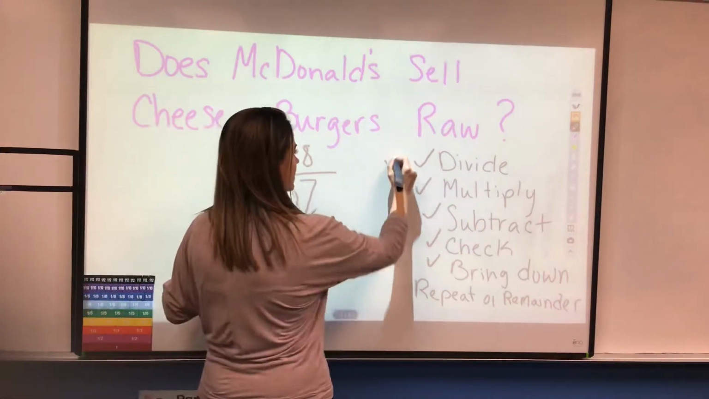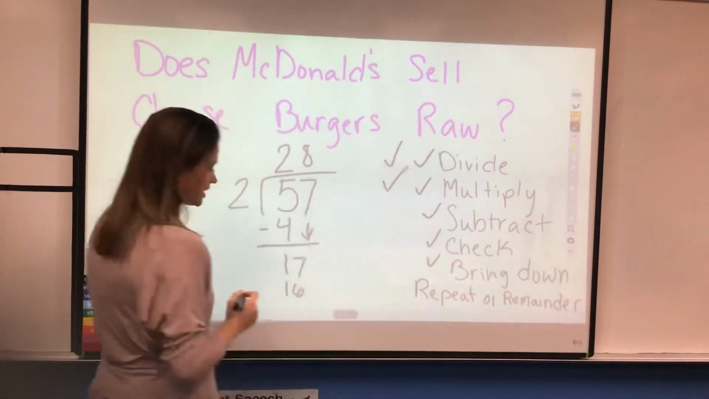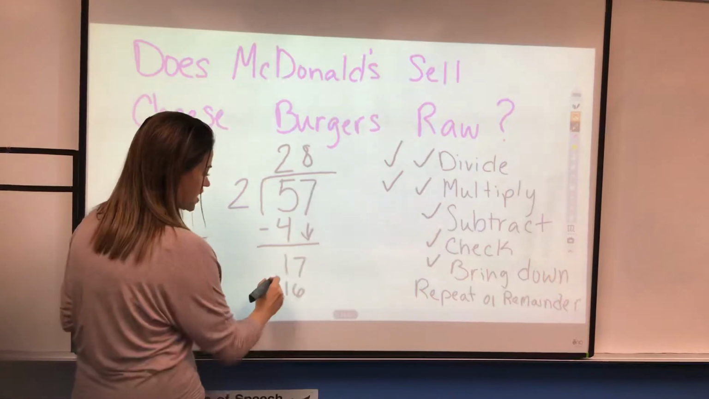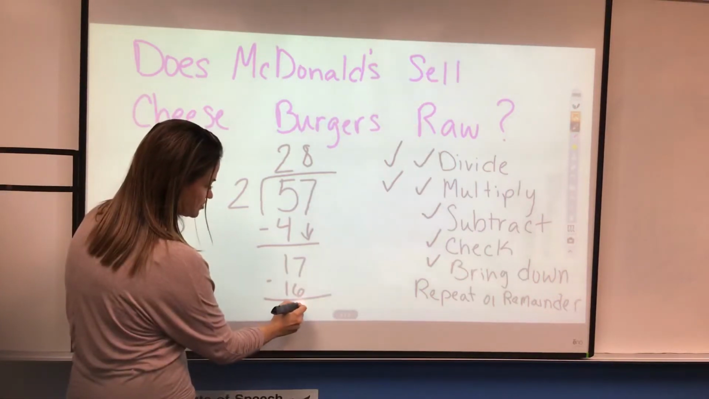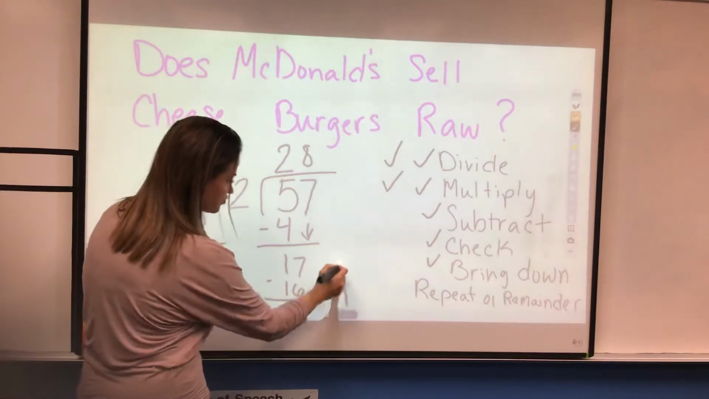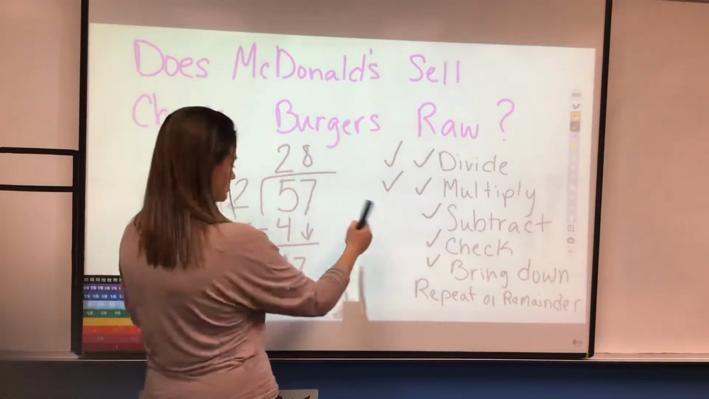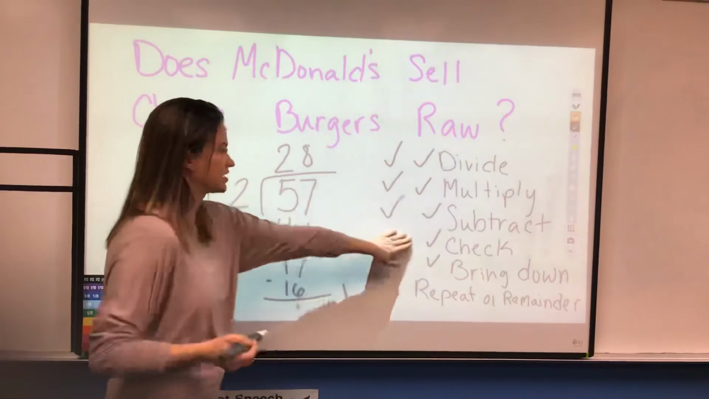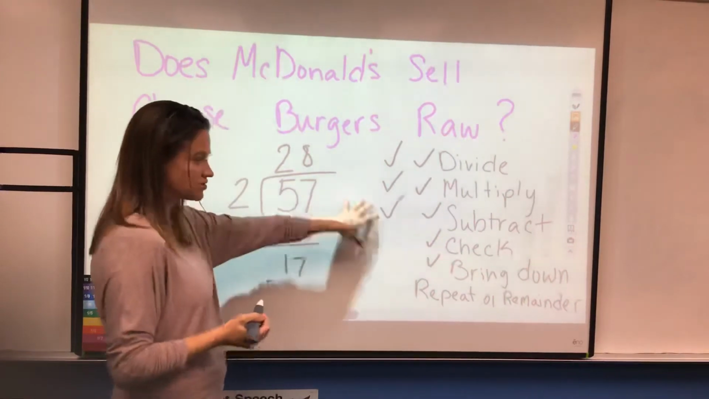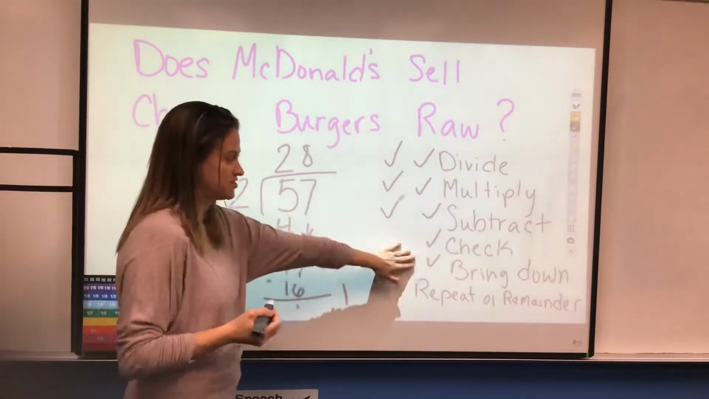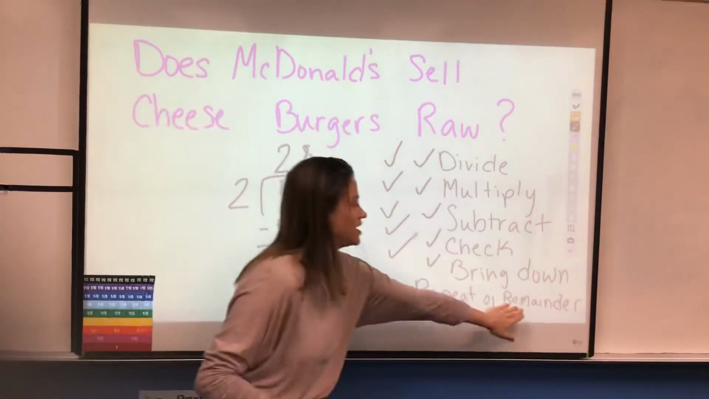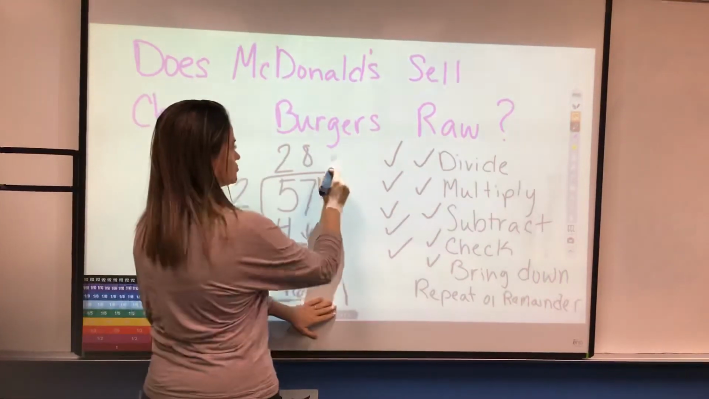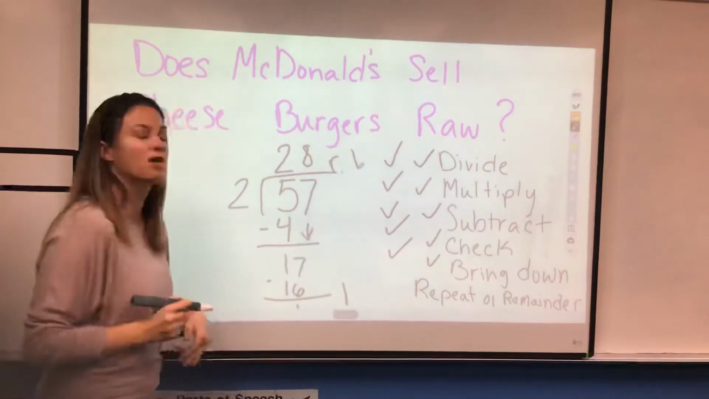So again, I've divided, I've multiplied, my next step, now I have to subtract. 17 minus 16, sorry, I'm running out of room, is 1. I'm going to write it over here, is 1. Okay, so I subtracted. I'm going to check. Do I have any more numbers to bring down? No, I don't. I have nothing else to bring down, so check, check, and I have a remainder of 1. So it's 28 with a remainder of 1.